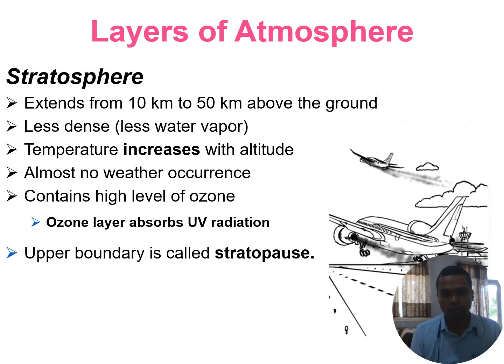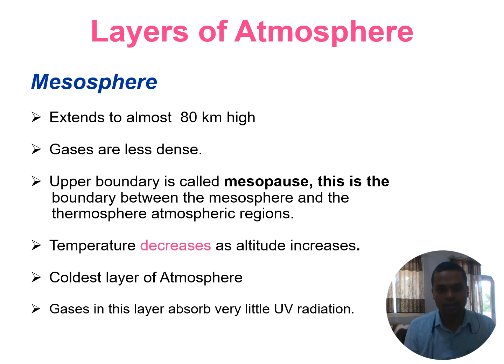The upper boundary of the stratosphere is called the stratopause. Next is the mesosphere. It extends almost 80 kilometers above the Earth's surface.